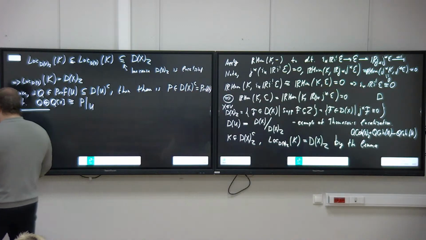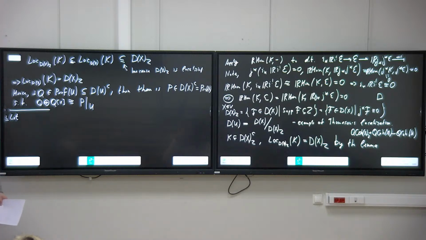Okay, so in the following, can you please repeat the last step? Why does this P exist? Why does this P exist? By the Thomason localization.